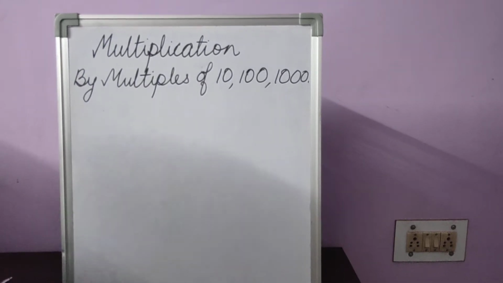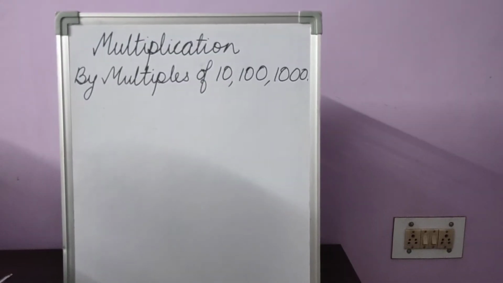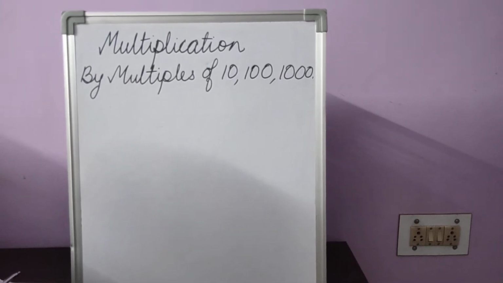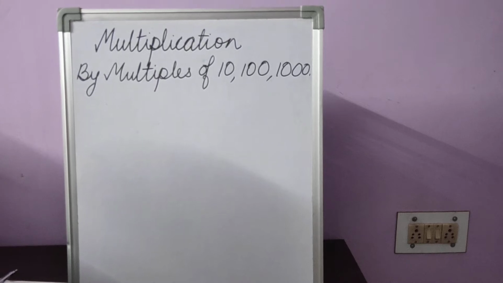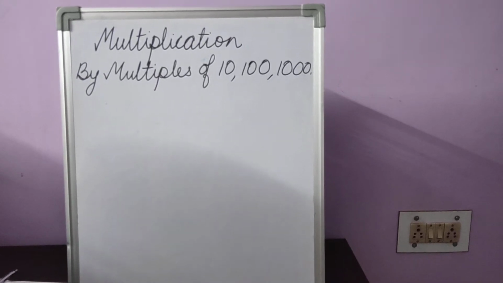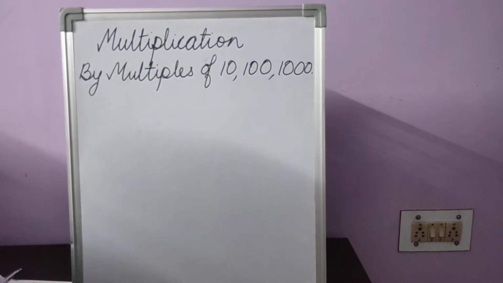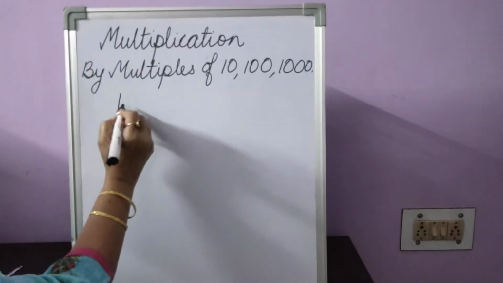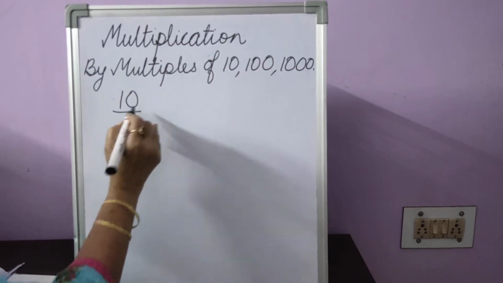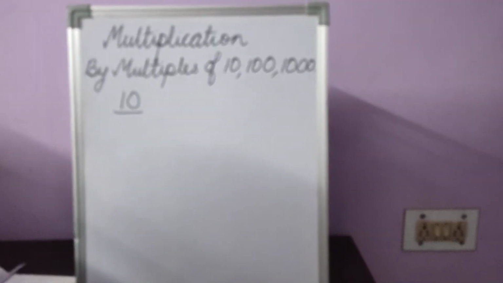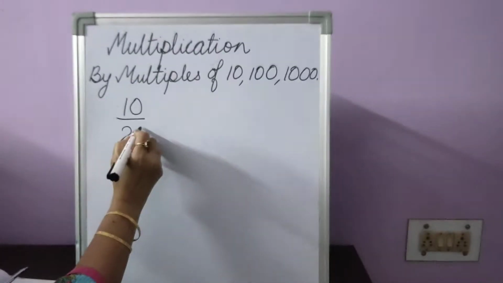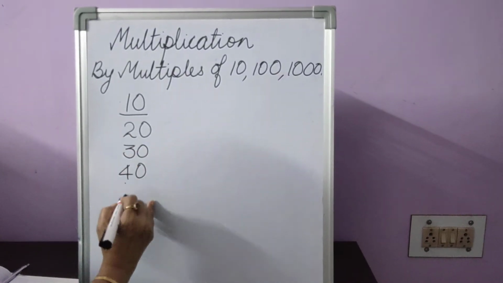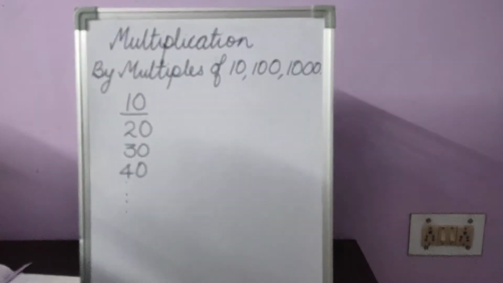Good morning, children. Continuing with multiplication. Today we shall multiply by the multiples of 10, 100 and 1000. Now, what do we mean by multiples? Multiples of 10. Simple, it means table of 10. So 10, 20, 30, 40 and so on, till it goes on.